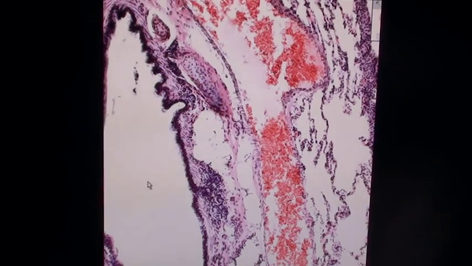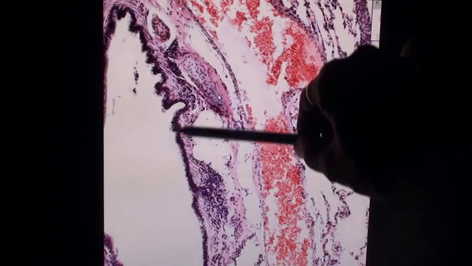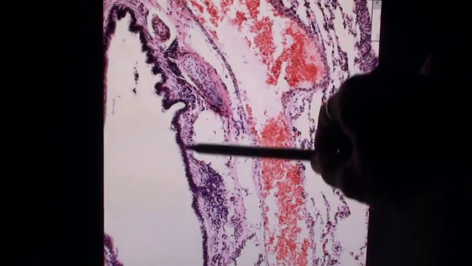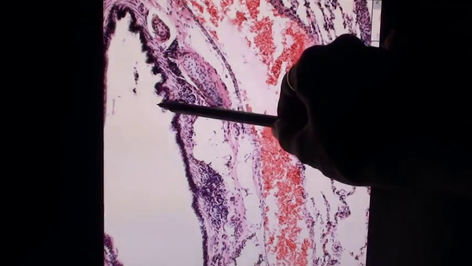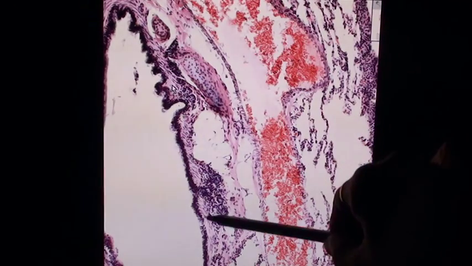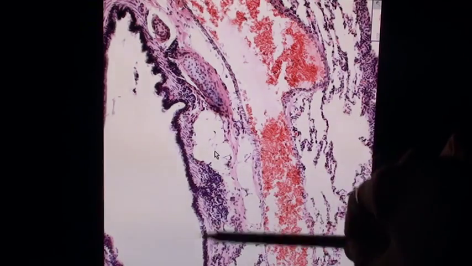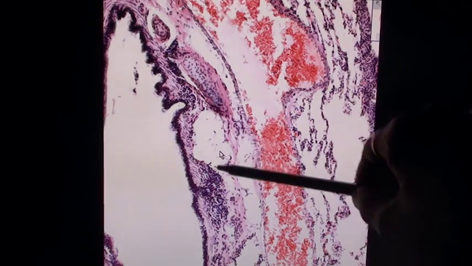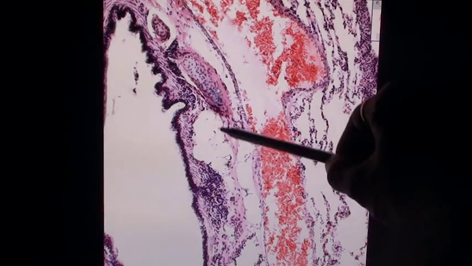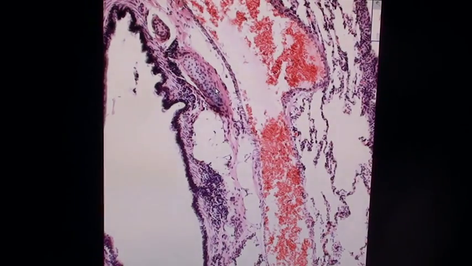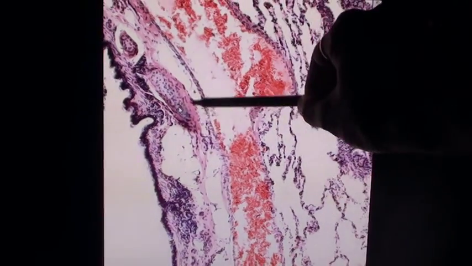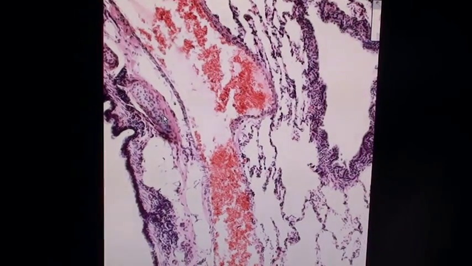So let's just review this. This is a bronchus because there's cartilage, and this is the normal columnar ciliated epithelium. This is the lamina propria. This is the fat area. This is the submucosa. The cartilage would be the adventitia.